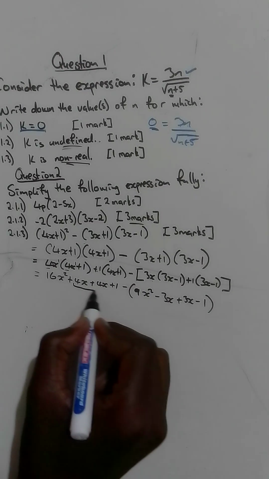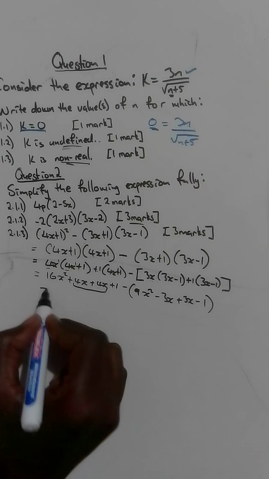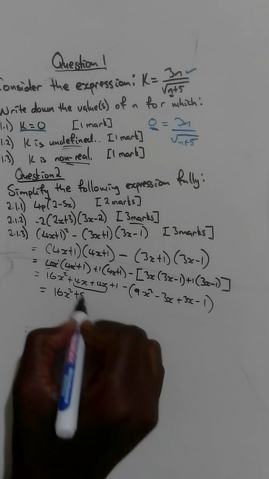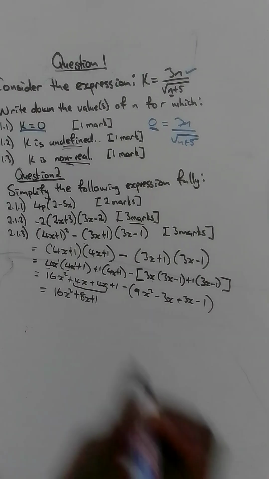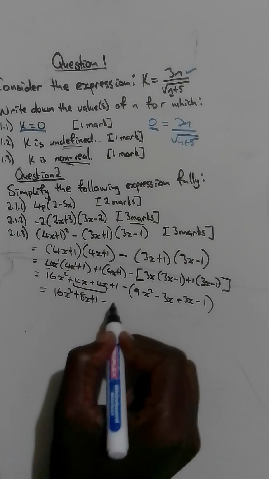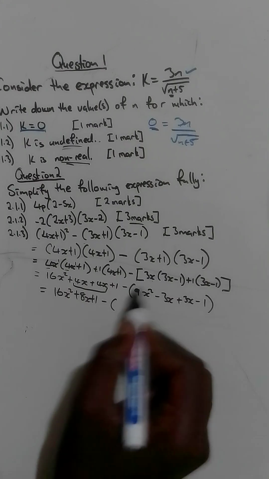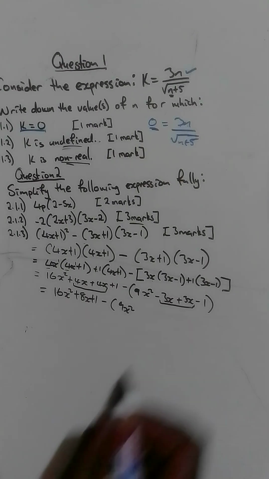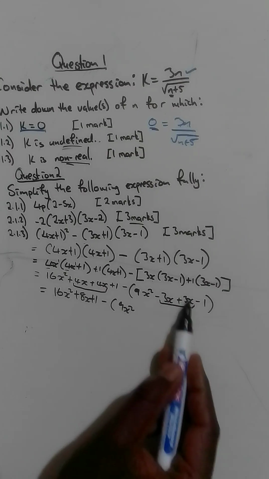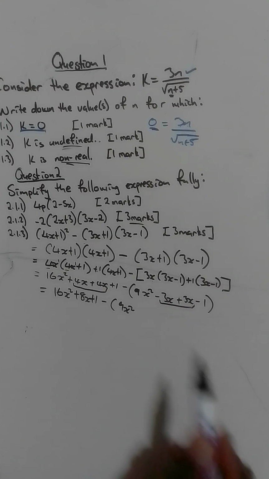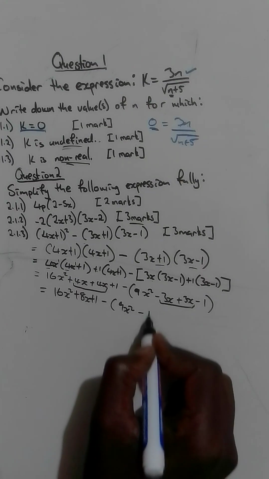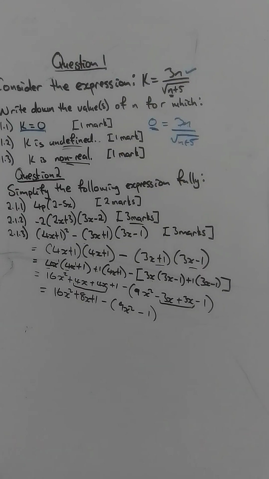Here, observe, we've got what? This positive 4x plus this positive 4x, which are like terms. So now we write 16x squared plus 8x plus 1. And then here the minus, I open the bracket, I rewrite negative 9x squared. These two are like terms. Negative 3 and positive 3, it gives you 0. They cancel out. Remember, I said it's difference of two squares. So it gives us a binomial. Now, from there, what are we going to do?